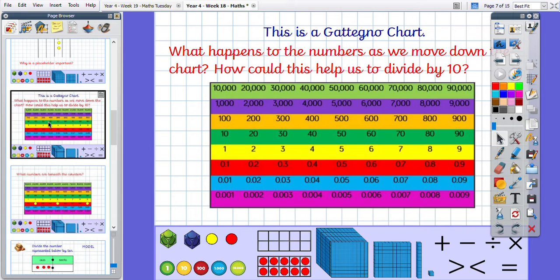Okay, so this chart might help us as we are dividing by 10. Have a little look at it. What happens to the numbers as we move down the chart? Hopefully you've noticed that the numbers get 10 times smaller as we descend, as we move down the chart. So if we are dividing by 10, we can use this to help us because we can look at the number beneath to help us find the answer.